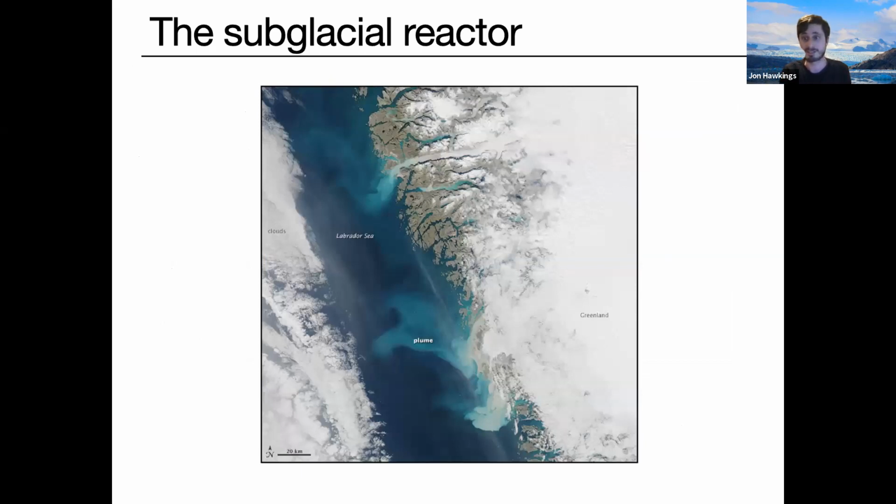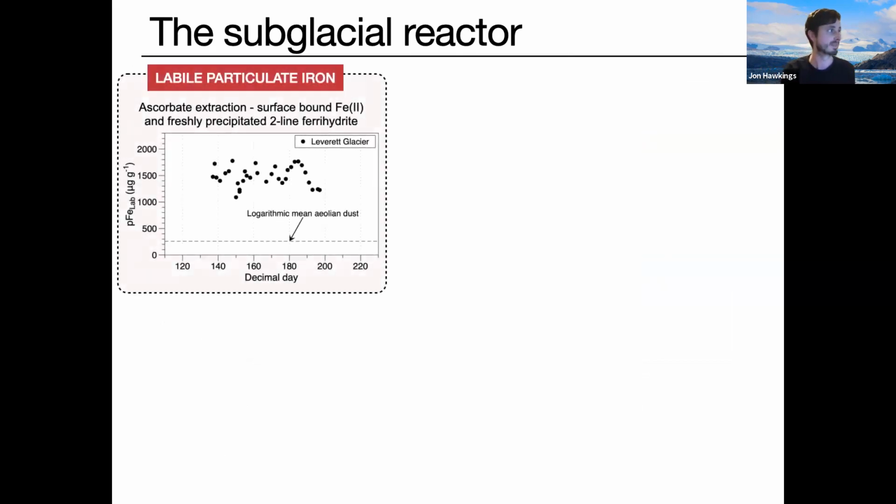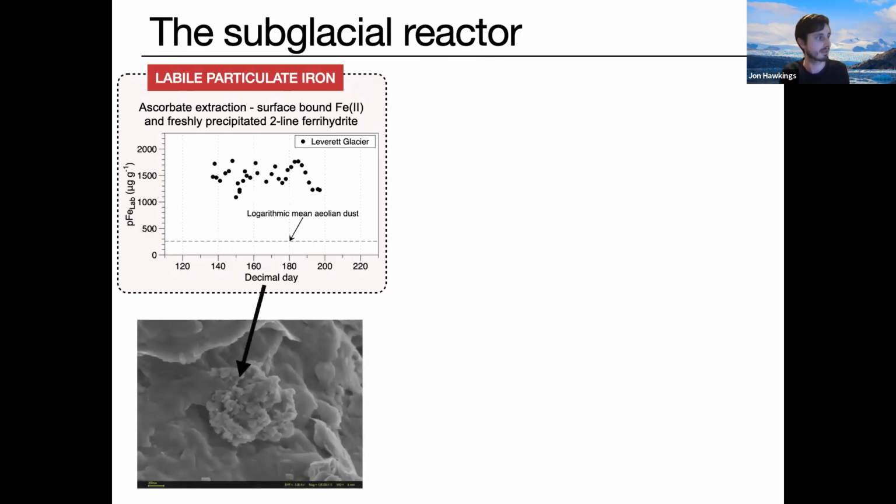And there's a lot of iron attached to the suspended sediments as well, that labile particulate iron. These are the concentrations that we recorded from Leverett Glacier, and a mean aeolian dust value that's been generated, mostly via work from Rob Bracewell over the years. And as you can see, there's quite a bit of this labile particulate iron, this ferrihydrite. Looks like this again, just to remind you.